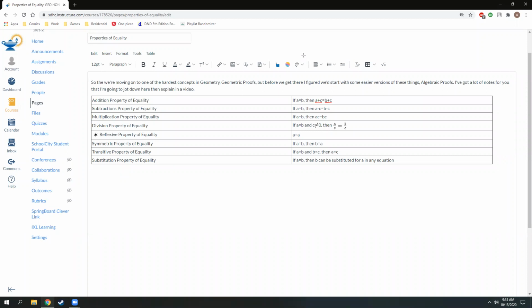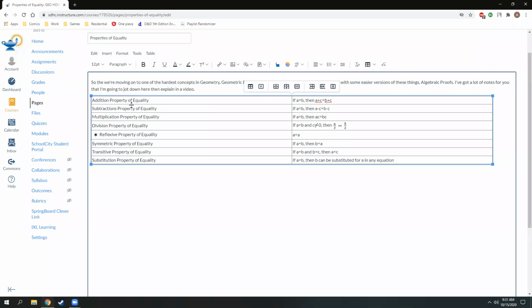So the first four: addition property, subtraction property, multiplication property, division property. These are all just algebra. So these little descriptions here aren't exactly the most intuitive, but for instance, it says, if A equals B, then A plus C equals B plus C.